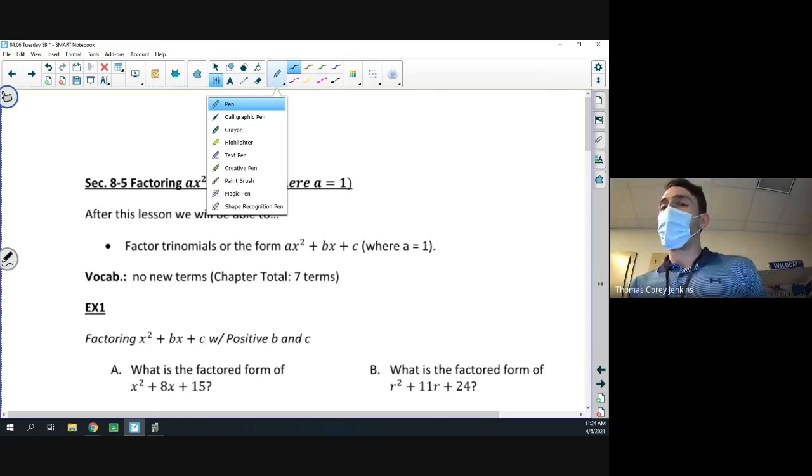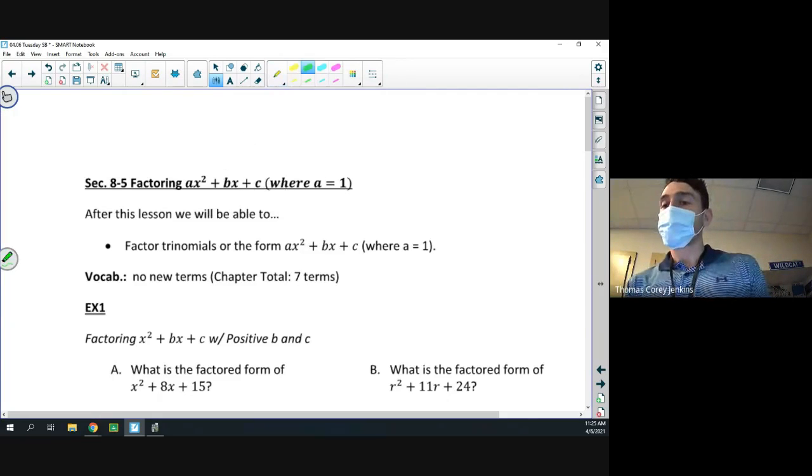So a, b, and c, what are those? Those are just abbreviations for coefficients. Like a is your lead coefficient, b is your middle coefficient, c is your constant, okay? So that's A, B, and C. And anytime you have a quadratic trinomial, which is what we're going to be looking at, we use those letters A, B, and C to signify that.